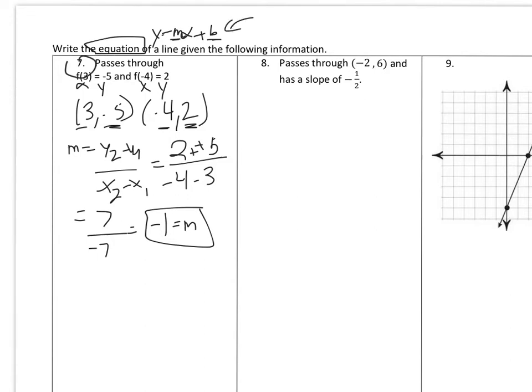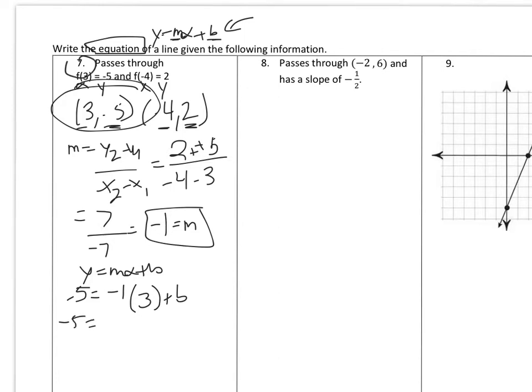So I'm going to take one of the points. It does not matter which one. So let's use this one right here, this x comma y. So if my equation is y equals mx plus b, let's plug negative 5 in for y. The slope we found was negative 1. The x that's corresponding to negative 5 is 3. And let's solve for b.